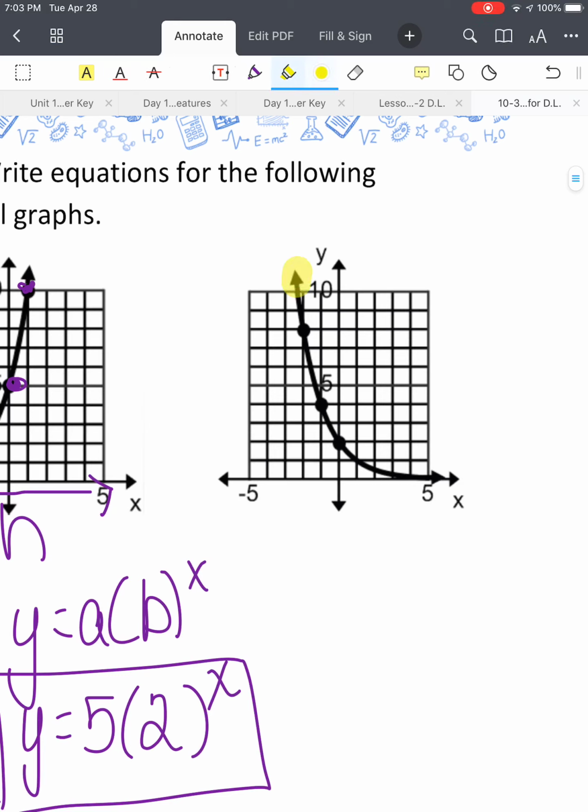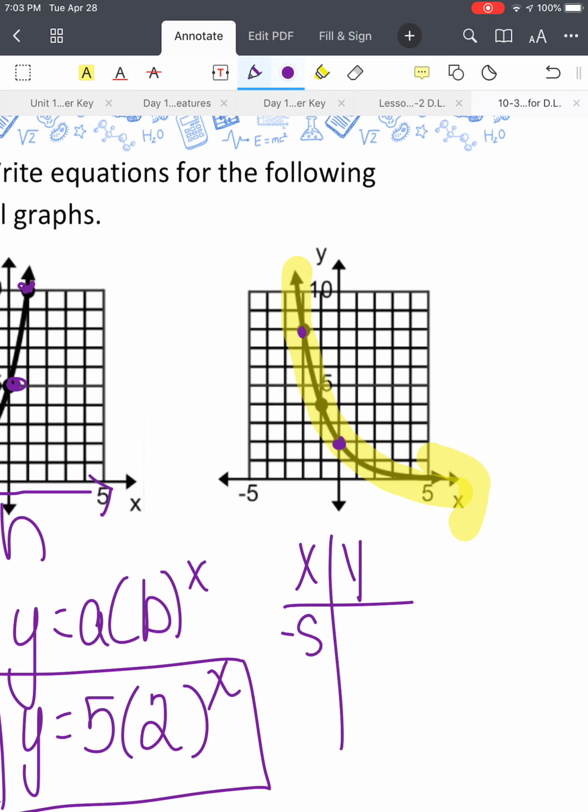This one is a decay since the graph is going down. You always want to look for your x values from left to right. So even though I see the point 0, 2, I can't write that yet. The first point I need to write is negative 2, 8. Then I'm going to go to the next point I see to the right of that, and that's negative 1, 4.